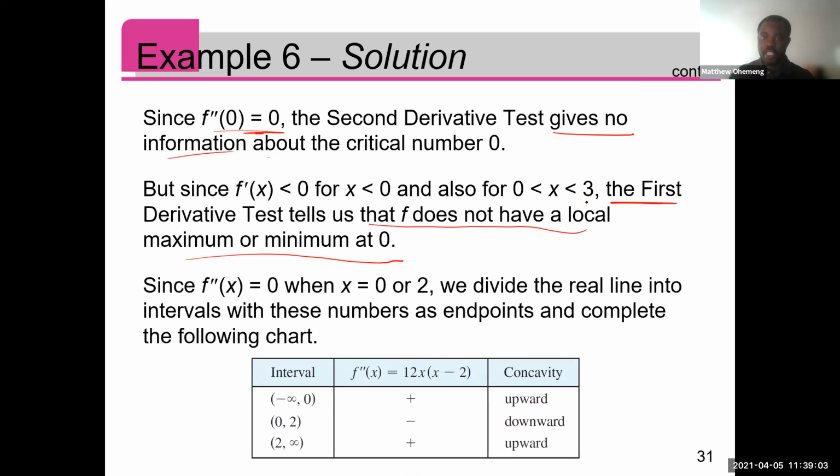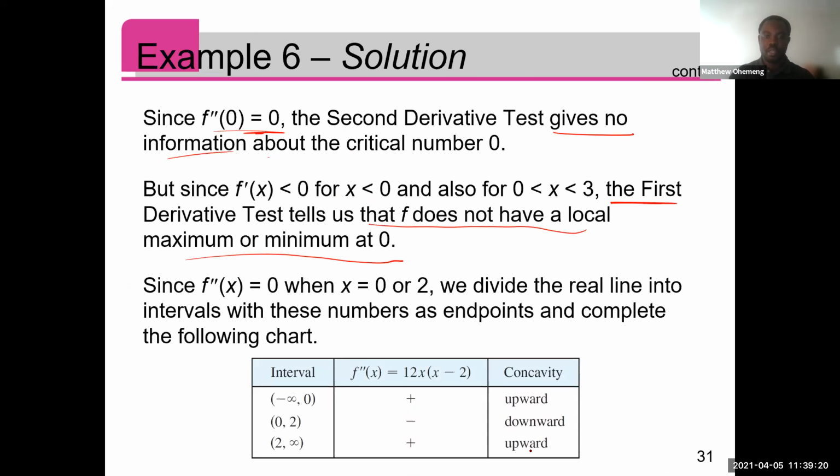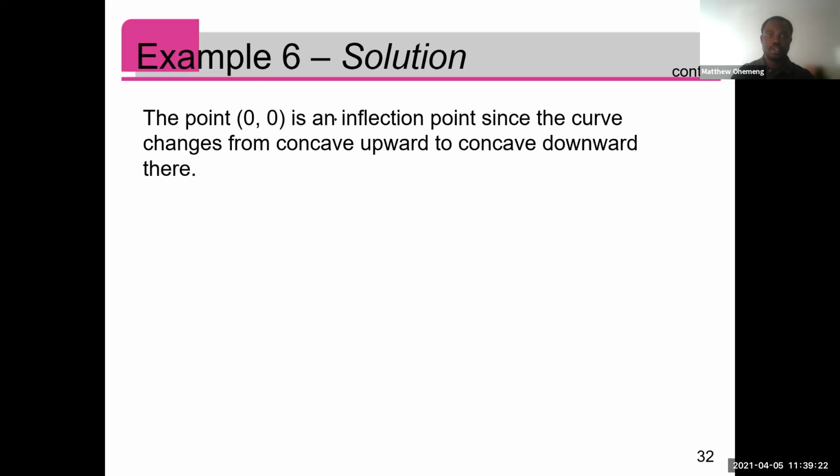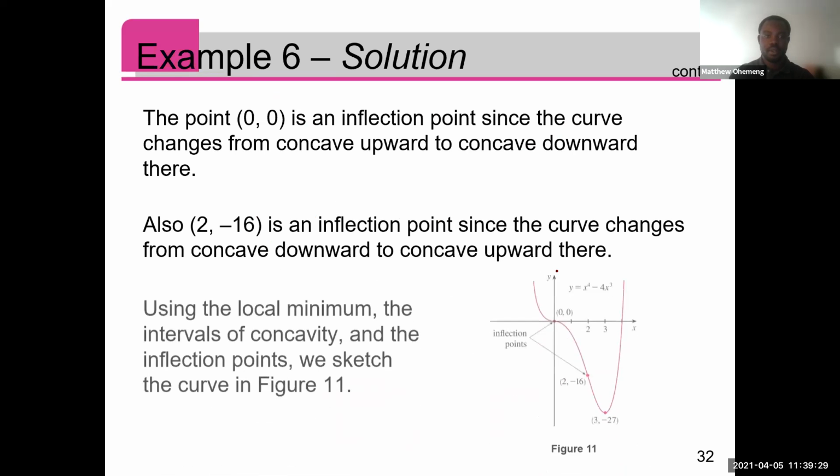So for the first derivative test, it gives us a conclusion. The second derivative test is not giving us any conclusion, right? So that's one statement on that. And then when you want to get the concavity regions, you get the critical points under that, and then you test like we did. And this one is upward, downward, upward, right? So you know that (0, 0) is an inflection point, and then (2, negative 16) is also an inflection point. And then that's all, right?